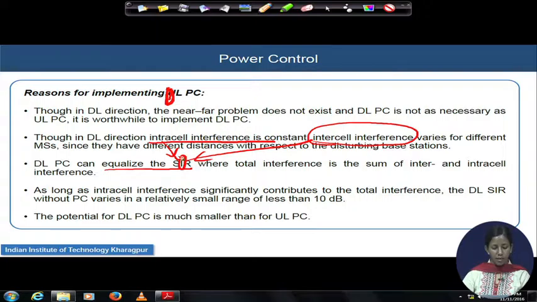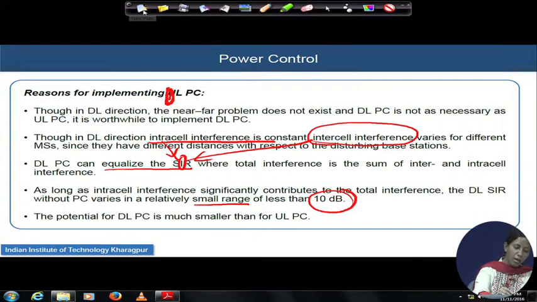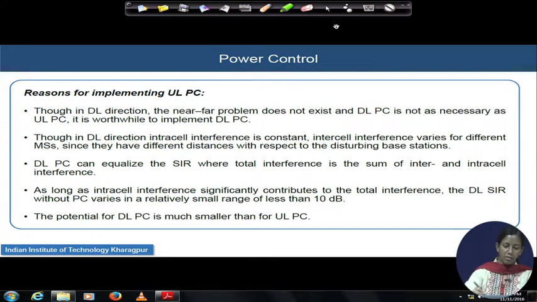And as long as this intra cell interference is significantly contributing to the total interference, the downlink signal SIR without power control varies over a relatively small range, say around 10 dB. But if this intra cell interference is varying largely, as well as the inter cell interference is also showing a huge variation, downlink power control also needs to be very fast in such a situation. But whatever it is, compared to the uplink power control, the hazard related to the downlink power control is much less, and it can be easily controllable.